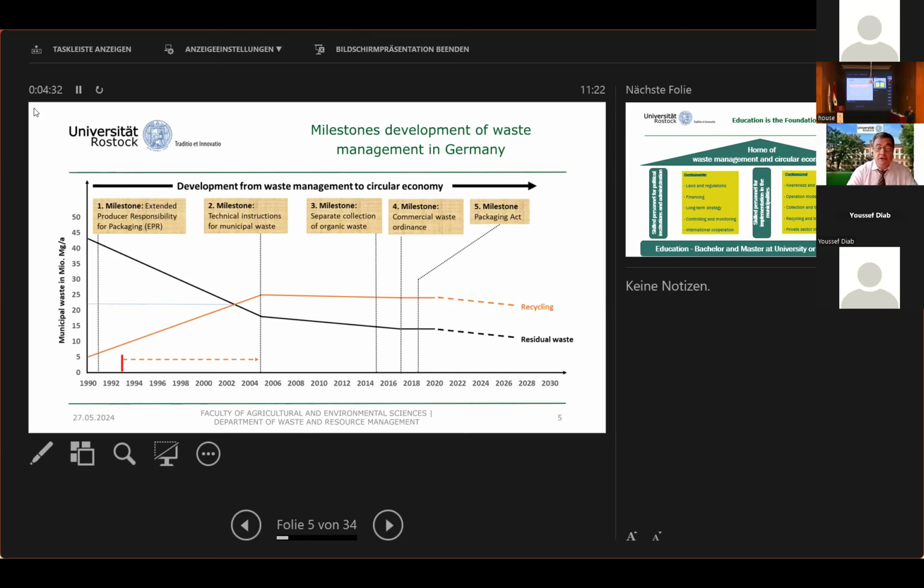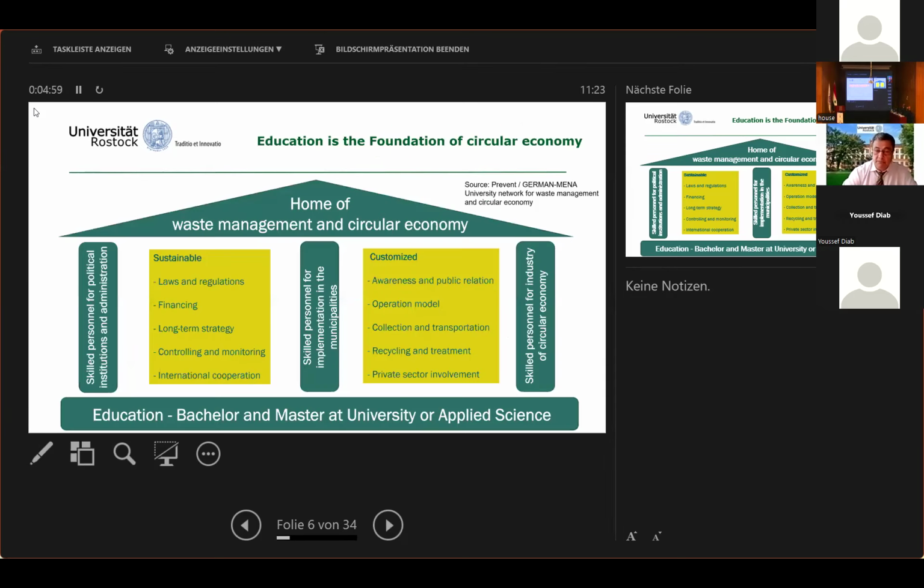The second one is to ban the landfilling of waste without treatment. And the third one, we started separation at source in 1990. But now in each city, separation at source is a must for organic waste, for commercial waste too, and so on. It means we need the regulations to develop the waste management.